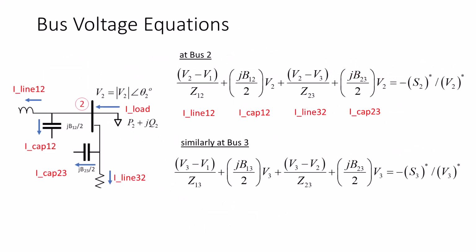The bus voltage formulas are based on Kirchhoff current law equations written at each bus. So the sum of the line currents exiting that bus is equal to the injected load current. For example, at bus 2, shown here, we express line current in terms of the bus voltages in order to get I line 1-2, I cap 1-2, I line 3-2, and I cap 2-3. The injected current is found by taking minus the conjugate of S2 divided by V2. The minus sign is due to the fact that we want an injected current, which is minus the load current. We go through a similar process for bus 3.